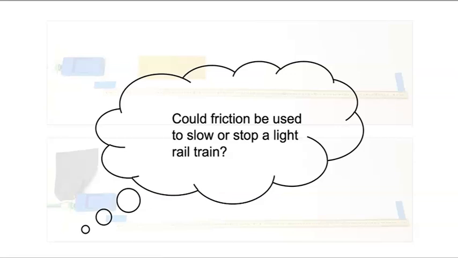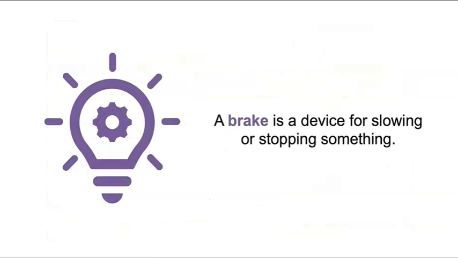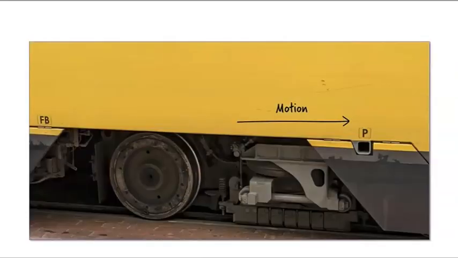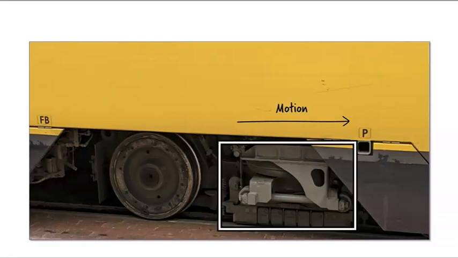The brakes on my car slow down and stop my car. A brake is a device for slowing or stopping something. A driver uses a brake to slow and stop a car. Light rail trains have different types of brakes. Some brakes on light rail trains use friction to slow and stop the train's wheels. This is a magnetic friction brake. Do you notice the arrow that shows the motion of the train? Use your finger to point in the direction the train is moving.